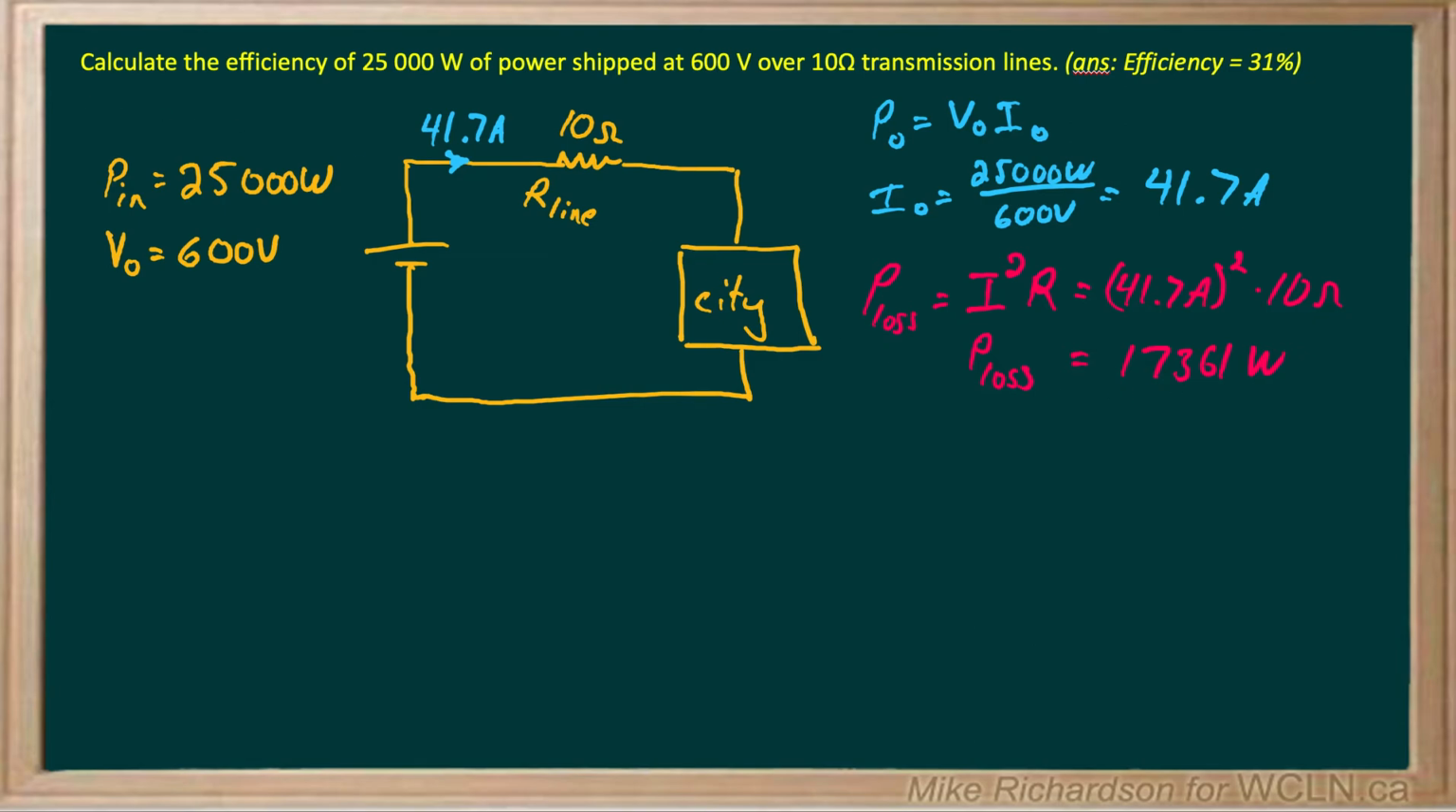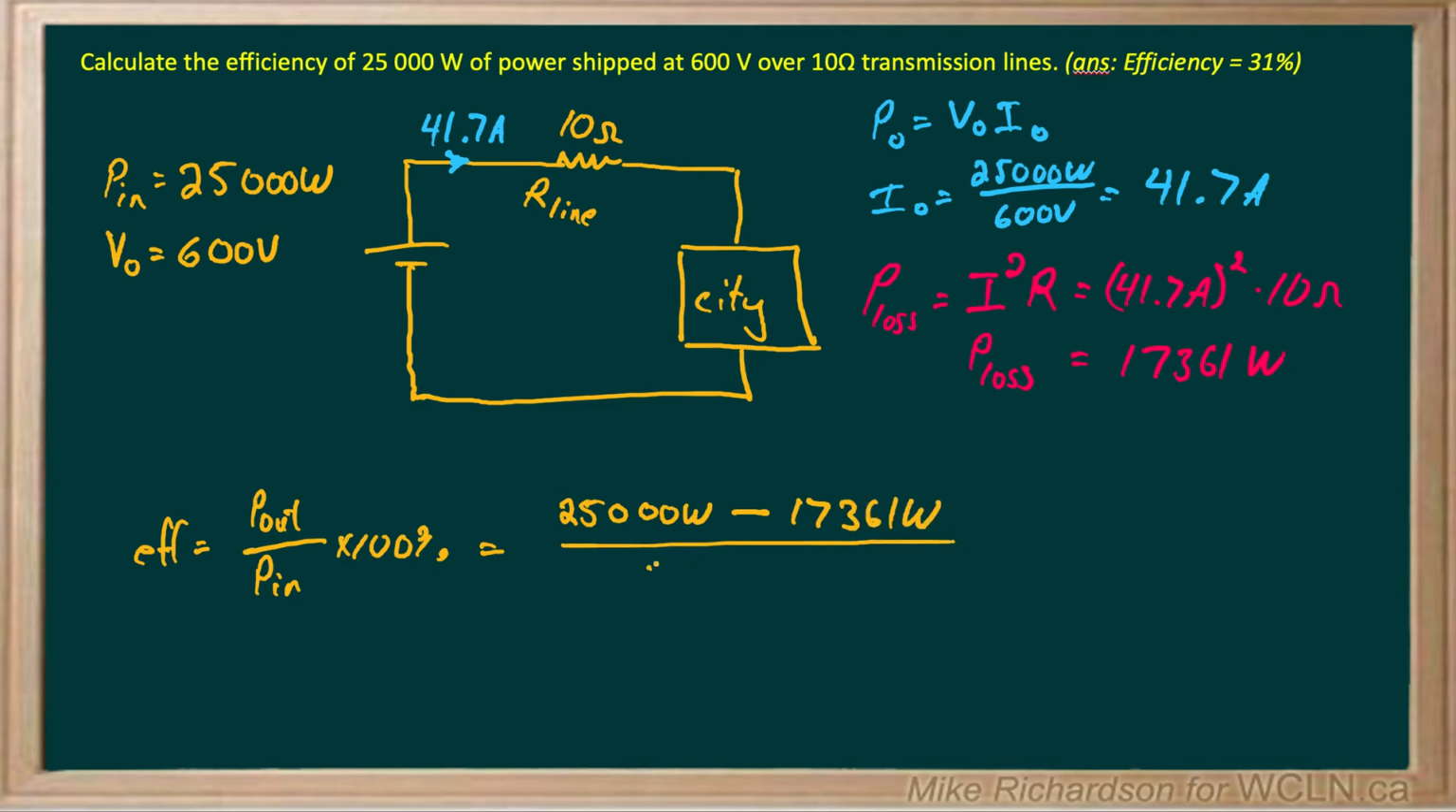So now let's calculate our efficiency. And our efficiency is output, what actually gets to the city, divided by input times 100%. Now my output in this case will be whatever I started with, 25,000 watts, minus how much I lose in the lines, 17,361 watts, all divided by our original input, which was 25,000 watts, times 100%. And when we do the calculation, you should end up getting 31% efficient.